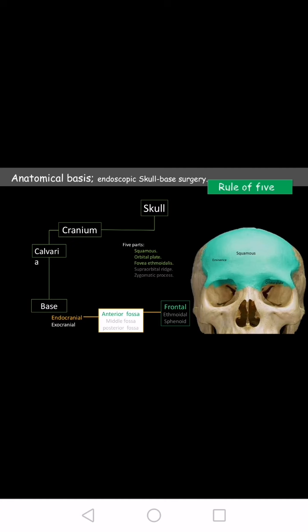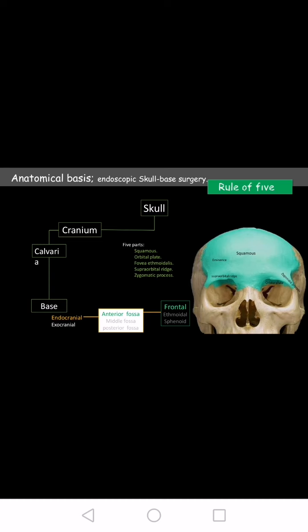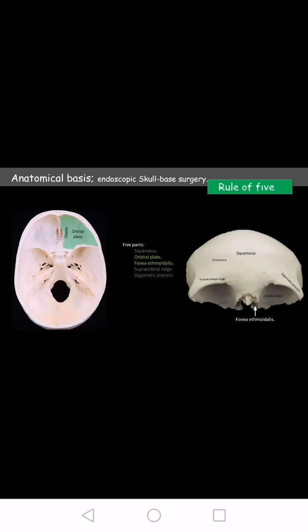and next is the fossa ethmoidalis, which is not seen here. I'll show it later. Supraorbital ridge or superciliary arches, which is bordering the upper part of the orbital ridge, and finally zygomatic process of the frontal bone.